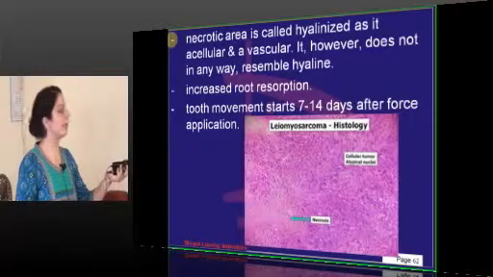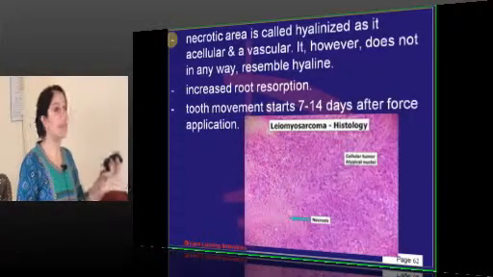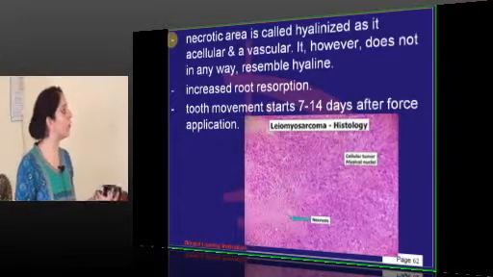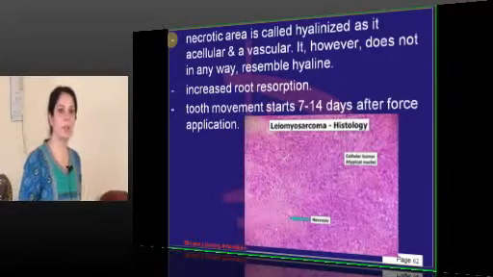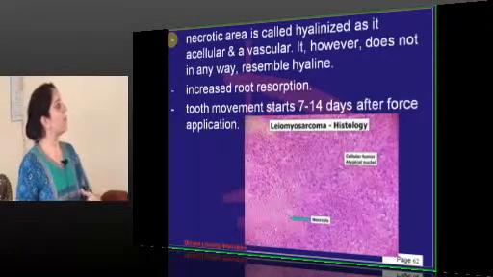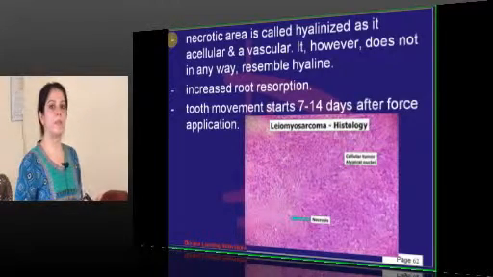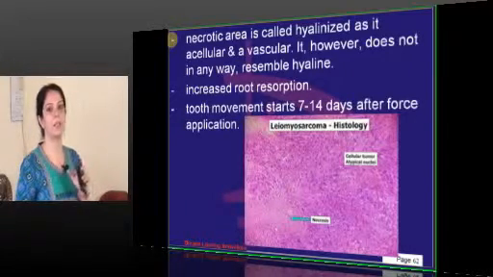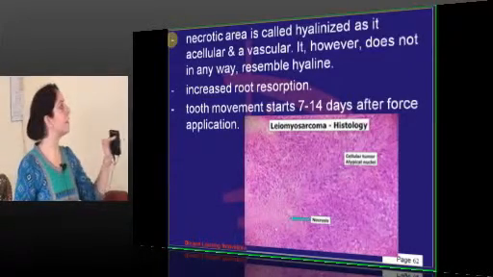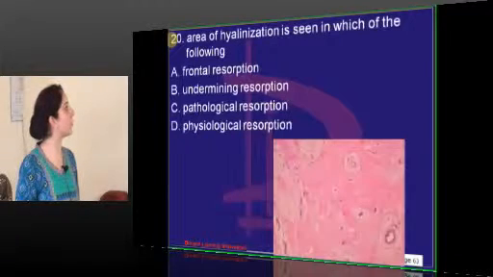Now, this is not a very desirable thing in orthodontic movement, because it leads to unnecessary mobility of the teeth. So, that is why we say that during a fixed orthodontic treatment, the force that is applied to the tooth should be the optimal force that is required for the tooth, and not such that causes undermining tooth resorption.